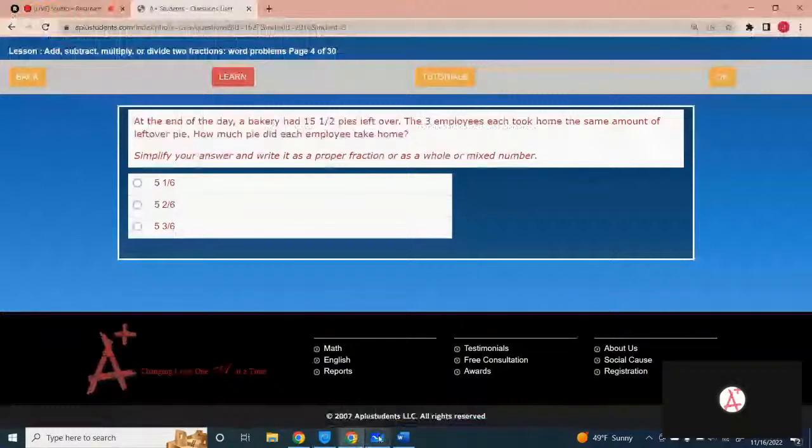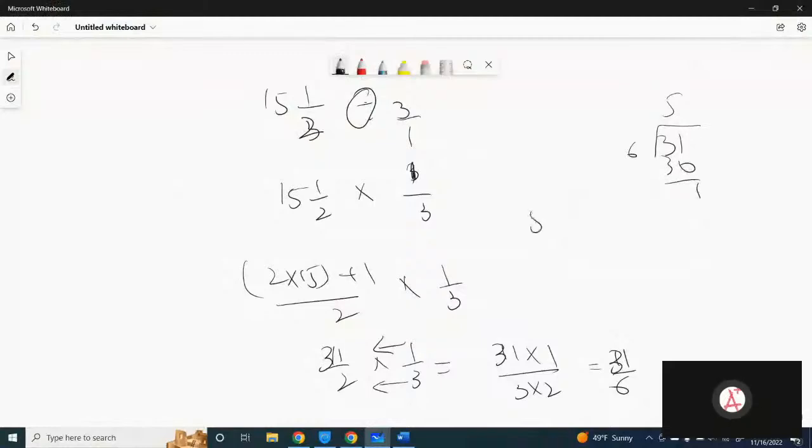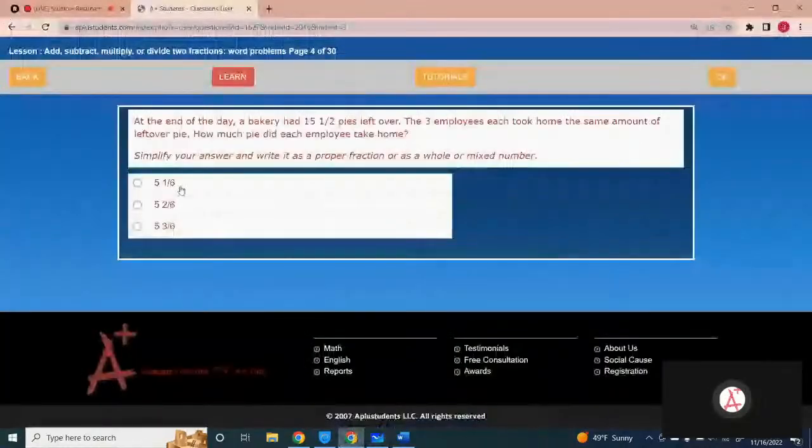15 whole 1 over 2. Sorry, 15 twos are 30 and plus 1 is 31. It would be 31 over 6. Now let's do long division again. 31 divided by 6. 6 times 5 is 30. You have 1 left. It would be 5 whole 1 over 6. Got it? The correct option is 5 whole 1 over 6. Just select the correct option, then click on the OK button.